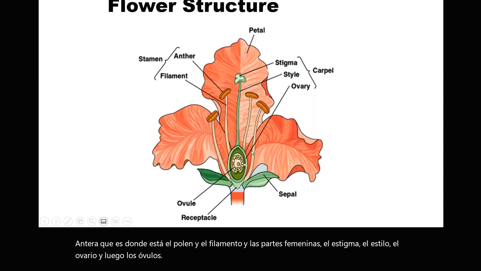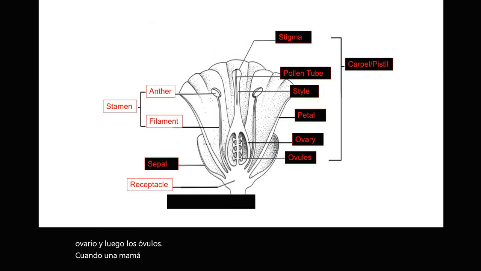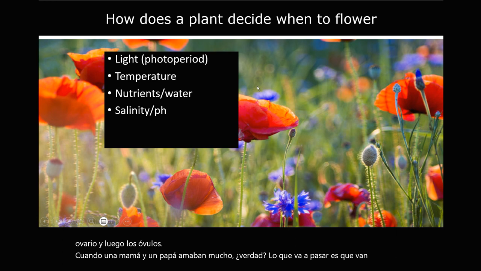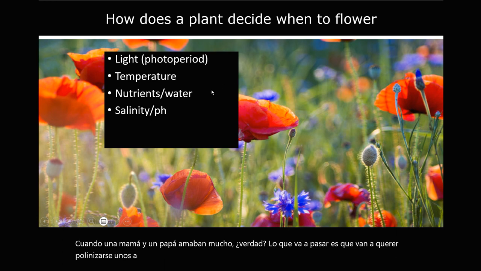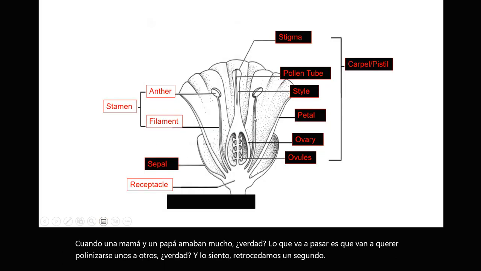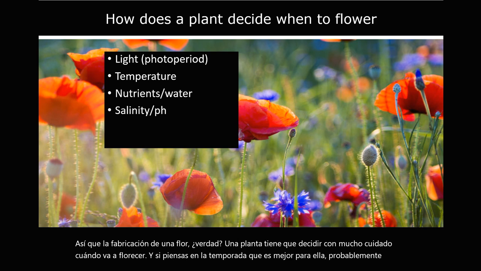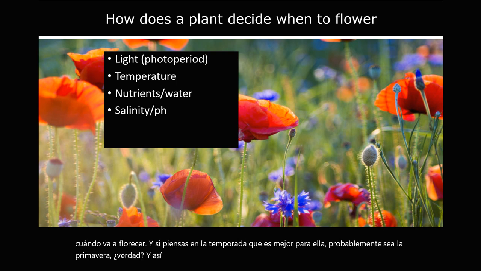So, when a mommy and a daddy plant love very much, right, what's going to happen is they are going to want to pollinate each other, right? And, oh, sorry, let's back up for a second. So the making of a flower, right? A plant has to decide very carefully when it is going to flower. And if you think about the season that's best for it, it's probably the springtime, right? And so in the springtime, conditions are favorable. It's warmer, right? So temperature is going to affect when these plants flower.